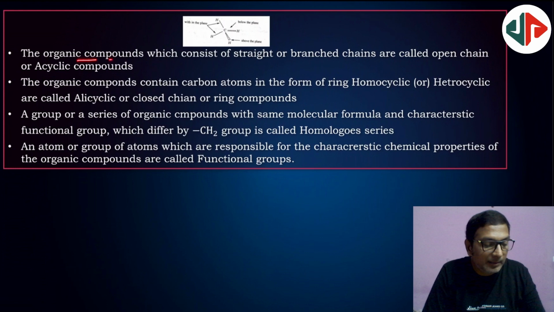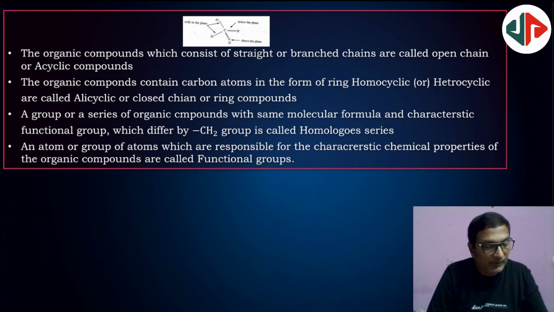See, organic compounds which consist of straight or branched chains are also known as open chain or acyclic compounds. Next, organic compounds containing carbon atoms in the form of a ring, homocyclic or heterocyclic, are called alicyclic or closed chain or ring compounds. Homocyclic means containing only carbon atoms in the ring. Heterocyclic means in addition to carbon atoms, some hetero atoms will be there.